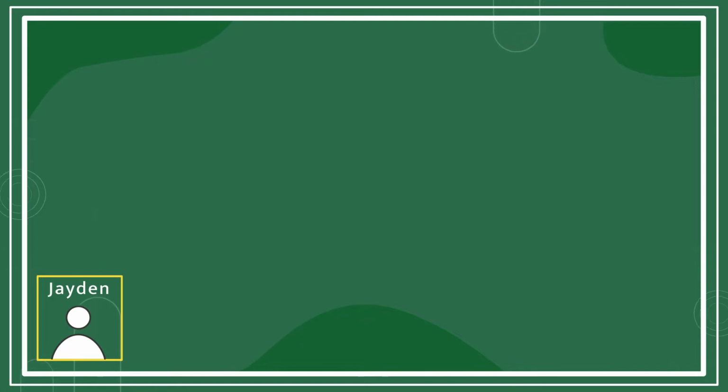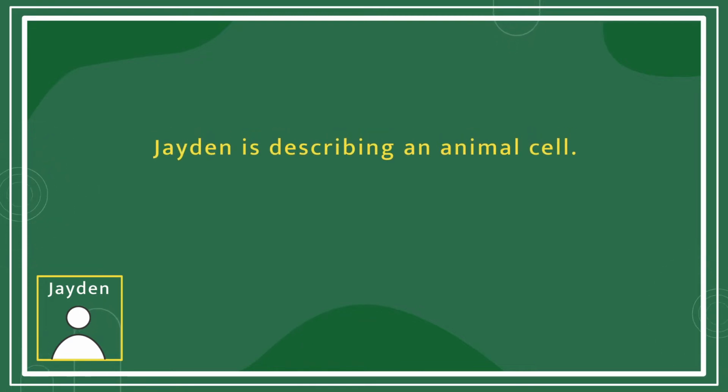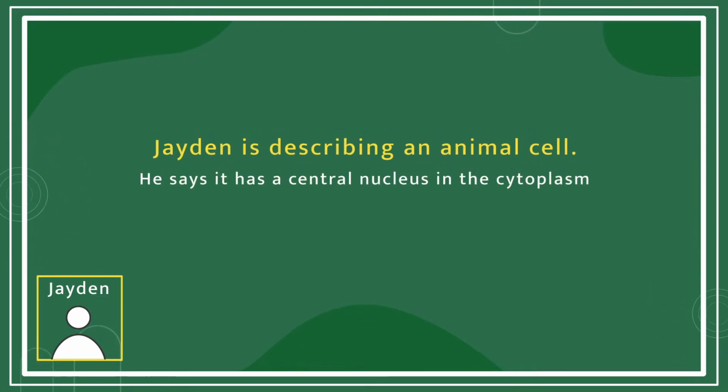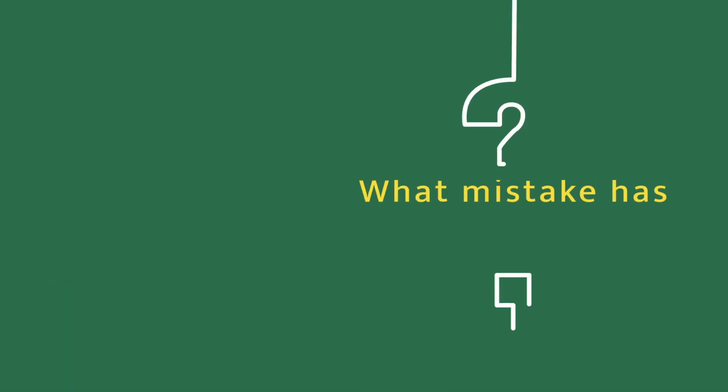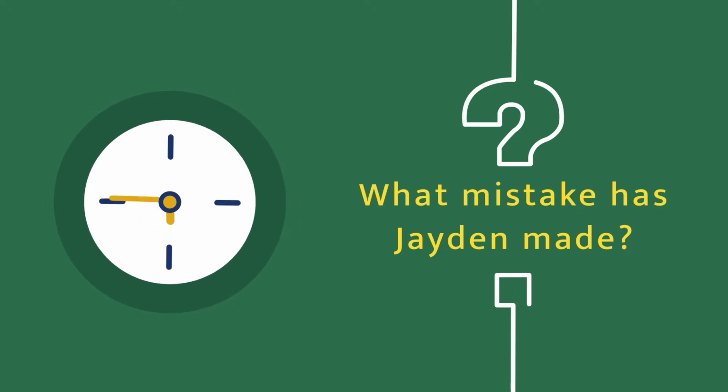Let's start by looking at the first one. I hope you have your sheet to hand. Jayden is describing an animal cell. He says that an animal cell has a centralised nucleus that is within the cytoplasm and it has a cell membrane and a cell wall. What mistake has Jayden made?